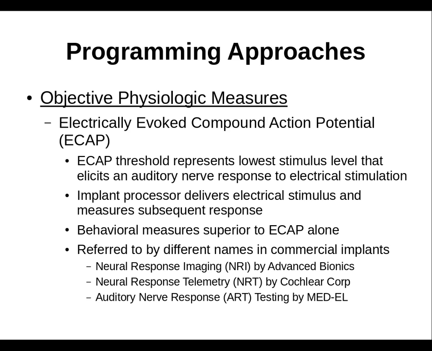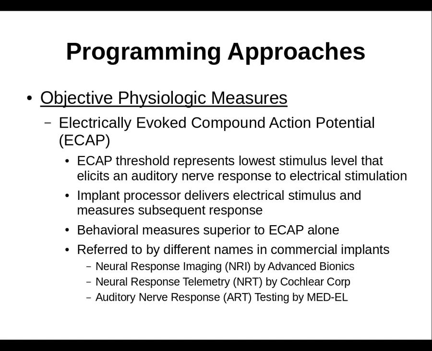This is going to be an adjunct to behavioral measures, but it should not be used alone in the absence of behavioral measures. It doesn't correlate well enough with detection threshold or most comfortable loudness level. Either one, it doesn't correlate well enough alone, so it shouldn't be used in isolation. However, all three cochlear implant manufacturers have this particular measure integrated into their software, into their implant processor. It just goes by different names: neural response imaging for Advanced Bionics, neural response telemetry by Cochlear, and auditory nerve response testing by MED-EL.